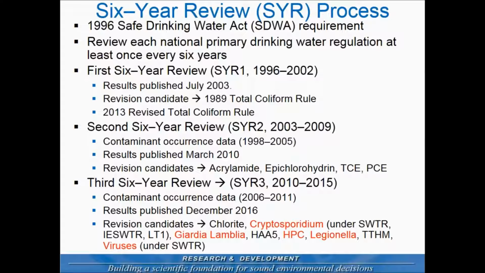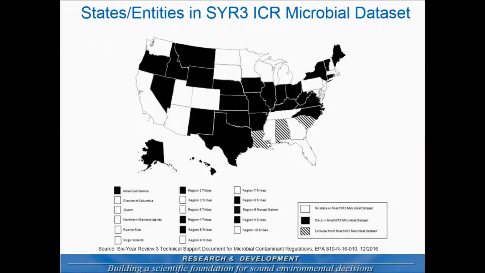The revision candidates are chlorite, cryptosporidium, Giardia lamblia, haloacetic acids, heterotrophic plate count organisms, Legionella, total trihalomethanes, and viruses. And so I've colored in red those that are microbials and might be affected by chlorination. And now I'm going to go into the data from that data set. So states and entities, and these are all available on the EPA website, taken directly from the report that's referenced on the bottom of the slide.